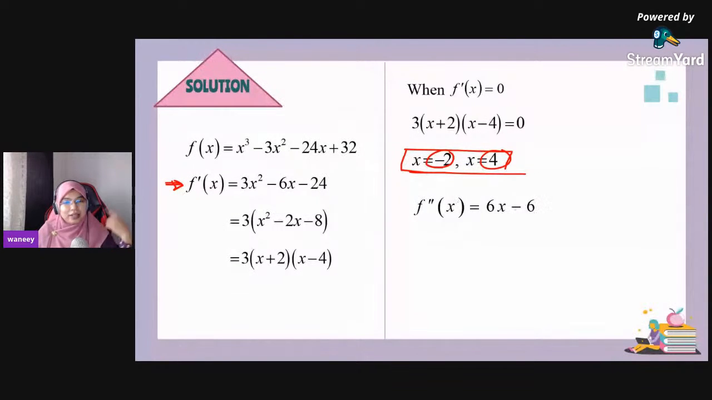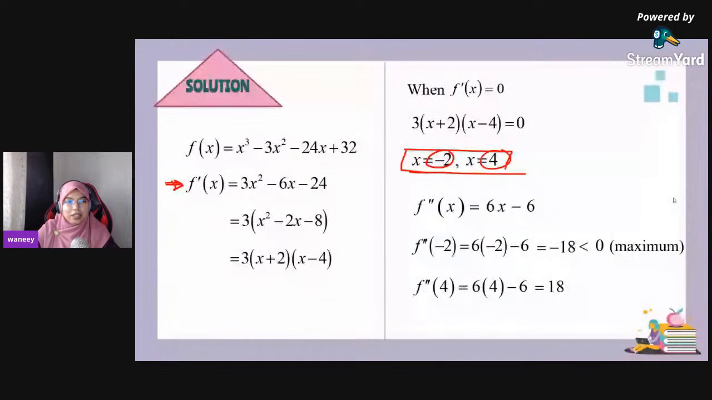So substitute x equal to negative 2. You are going to get negative 18. So since f double prime is less than 0, this is definitely a maximum. And then test for x equal to 4. Substitute x with 4. We are going to get 18, and 18 is definitely greater than 0. So I do know this is definitely a minimum.